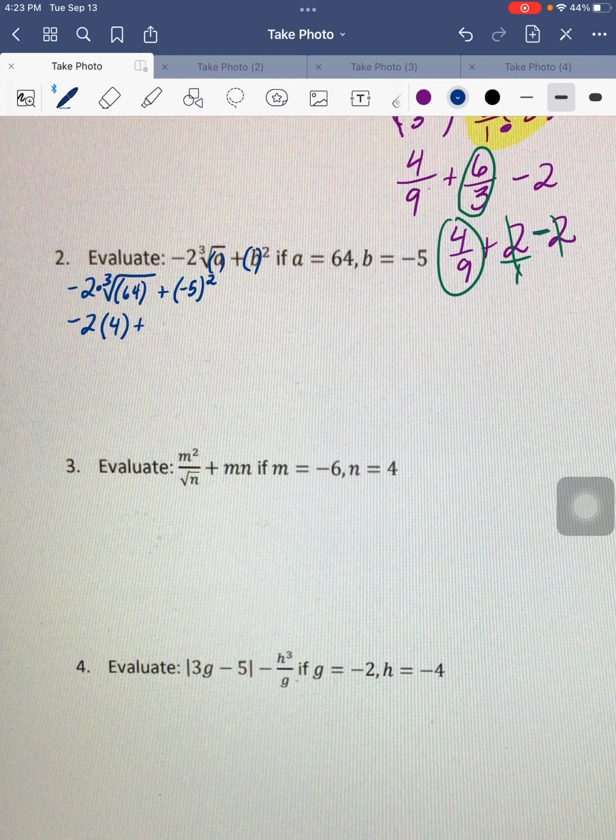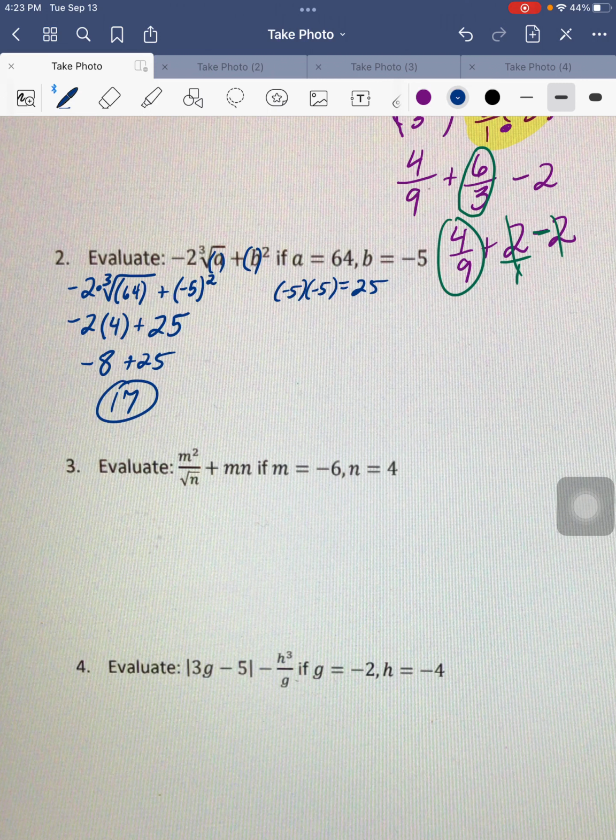-5 squared means -5 times -5. That's another way of writing -5 squared. Two negatives multiplied make a positive. Anything squared is always a positive answer. Then we have -2 times 4 yet. That's our order of operations. Plus 25 is 17.